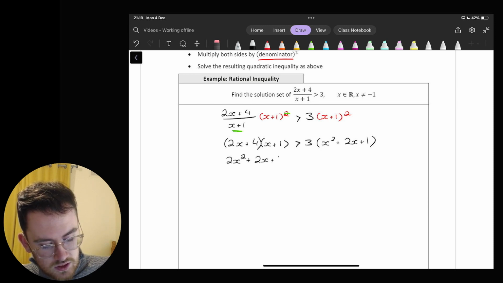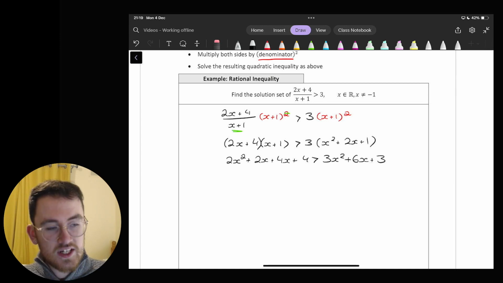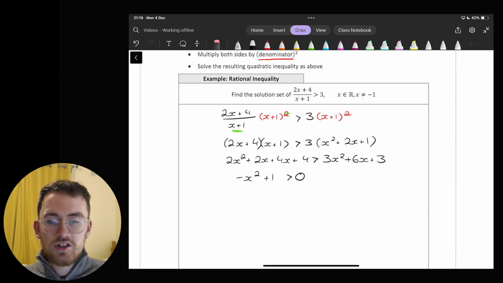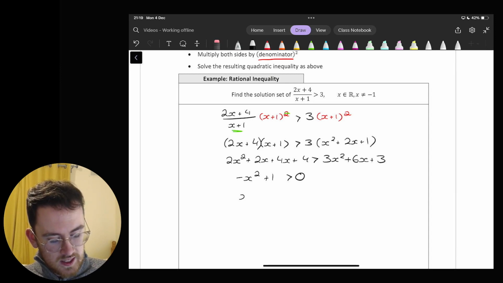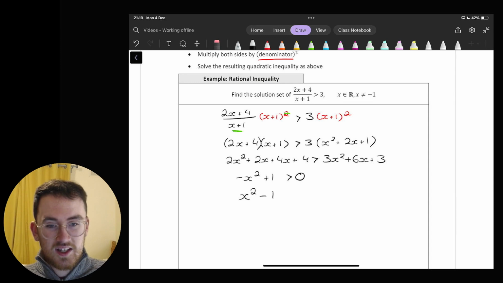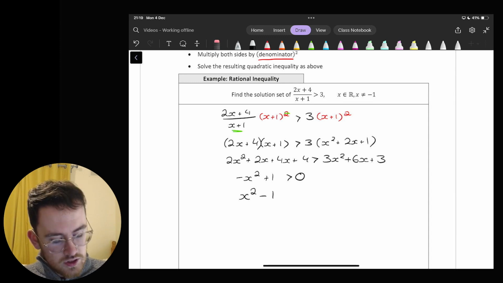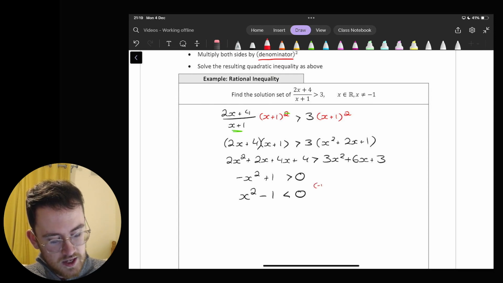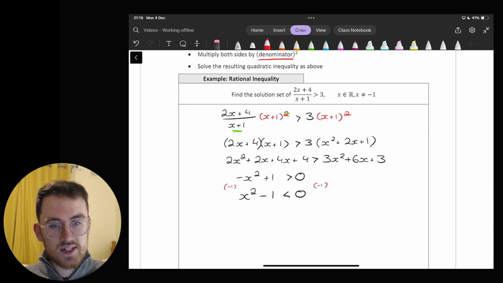So let's sort all of this out. 4x + 4 is greater than 3x² + 6x + 3. Let's bring everything to the same side here. So minus x squared plus 1 is greater than 0. What I'm going to do here is multiply by minus 1 so that I can have my inequality looking a bit more like something that I'm used to. So x² - 1, and I will have to flip the inequality sign there because I've multiplied both sides by minus 1.